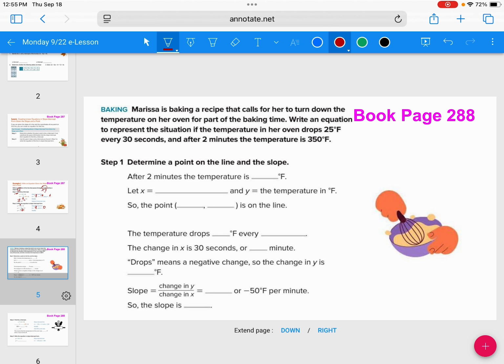Now moving to book page 288 if you're following along. Marissa is baking a recipe that calls for her to turn down the temperature on her oven for a part of the baking time. Write an equation to represent the situation if the temperature in her oven drops 25 degrees every 30 seconds. And after 2 minutes, the temperature is 350 degrees. So let's start by filling in all the information we know. After 2 minutes, the temperature is 350 degrees.